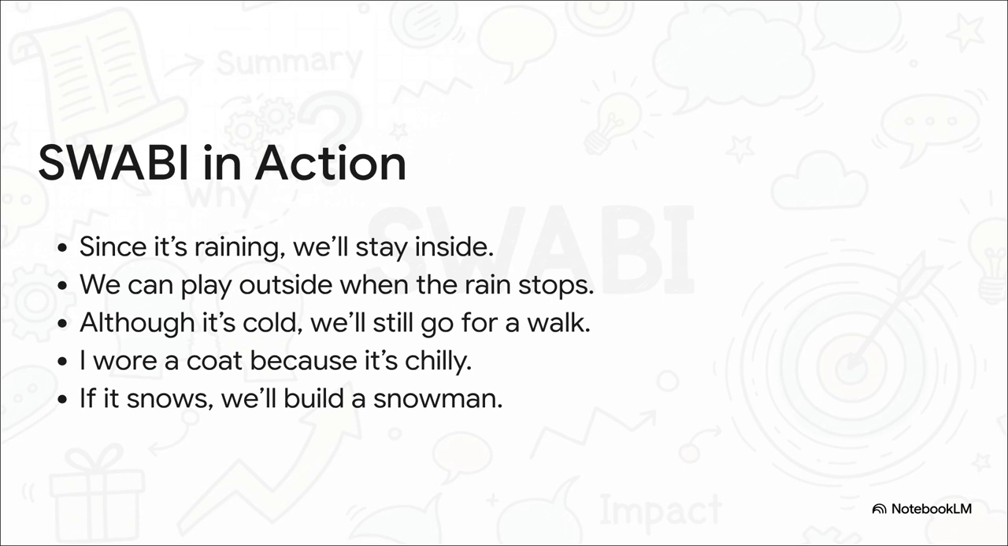And just look at how these words create more dynamic sentences. Each one creates a completely different relationship. Since gives you a reason. When sets the time. Although shows a contrast. Because, well, that explains a cause. And if proposes a condition. This is exactly how you start to add that sophisticated texture and logic to your writing.